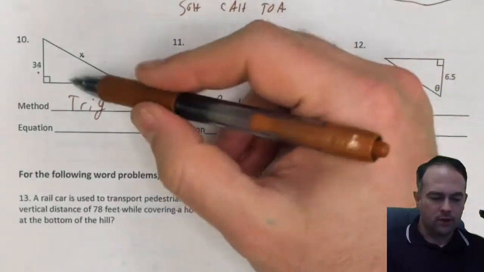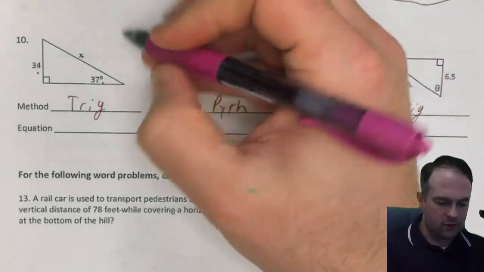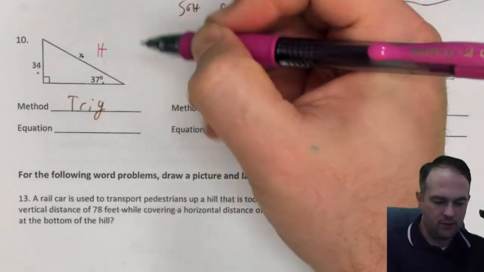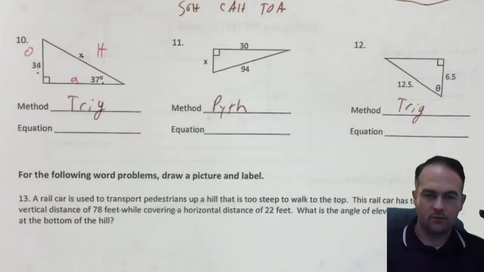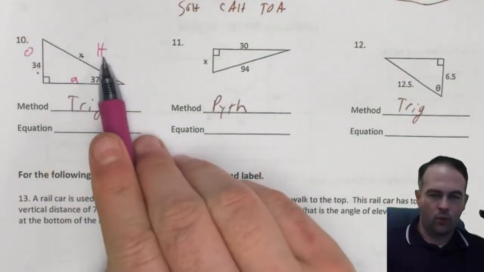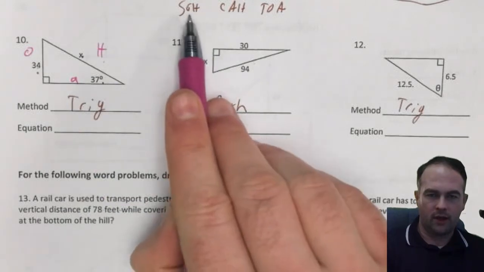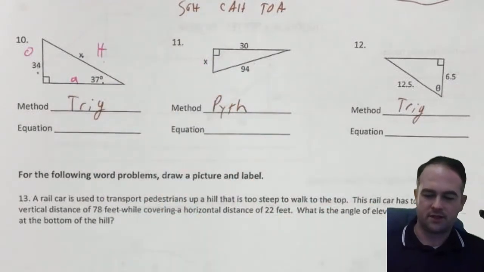So let's go ahead and look at this one. Label our sides in order to write the equation. Here's hypotenuse. Here is my adjacent side, and here is opposite. I know opposite. I want hypotenuse. O and H are both found in sine, so we're using sine.